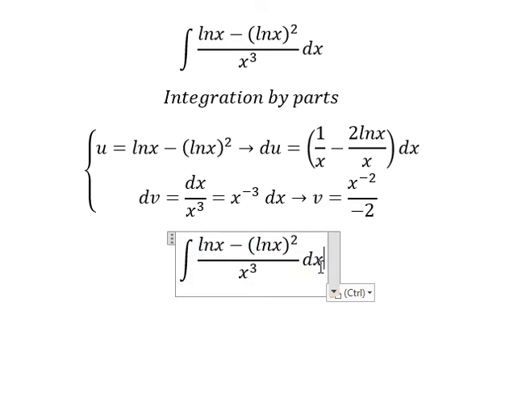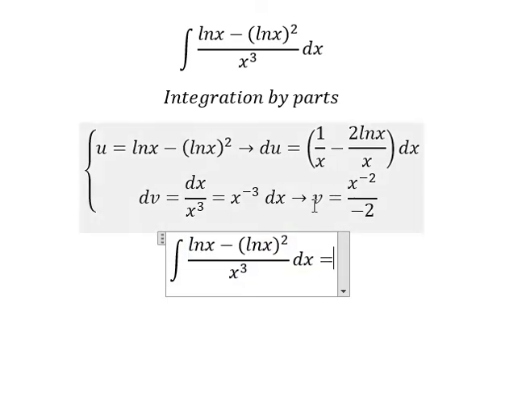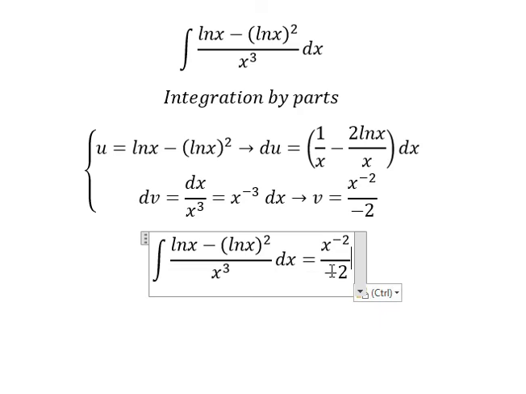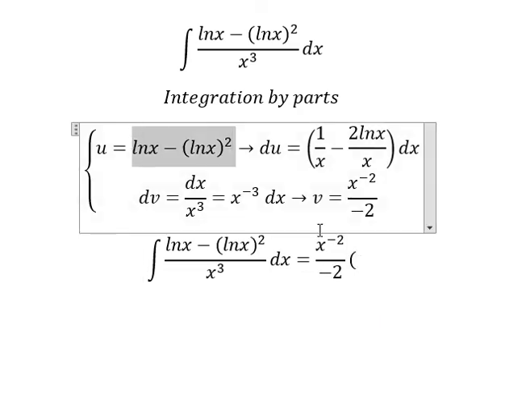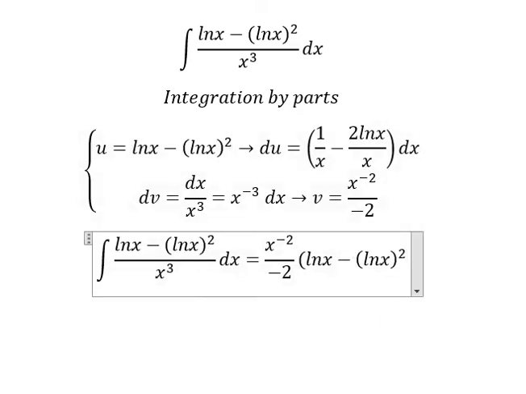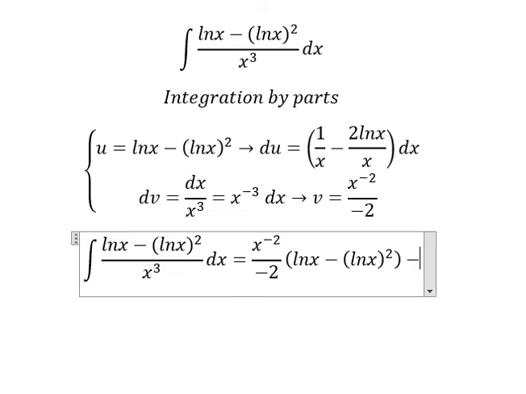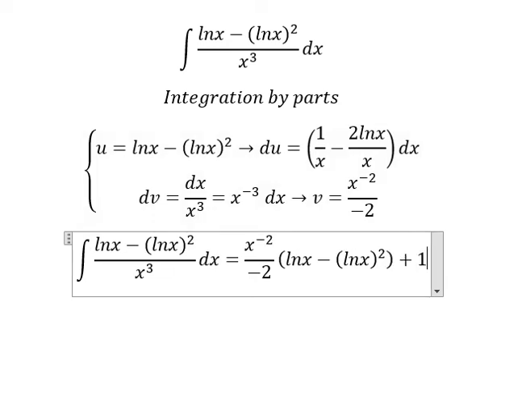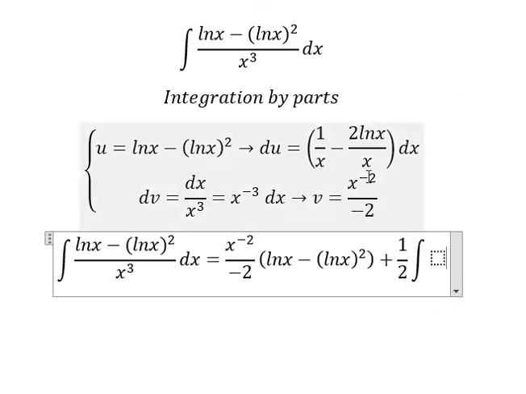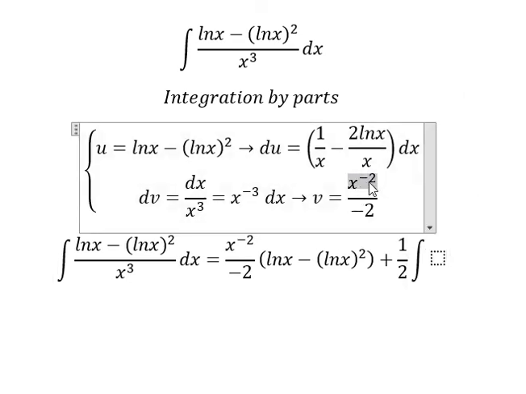So we have u multiplied by v minus du multiplied by v, but we have the negative 2 in here, so you get positive 1 over 2. And we have the integration of s to the power of negative 2, that's 1 over s squared. So s squared with s, you get s to the power of 3.